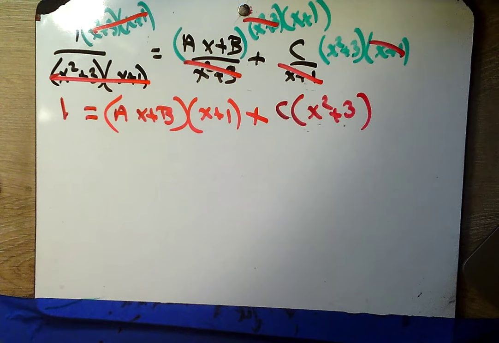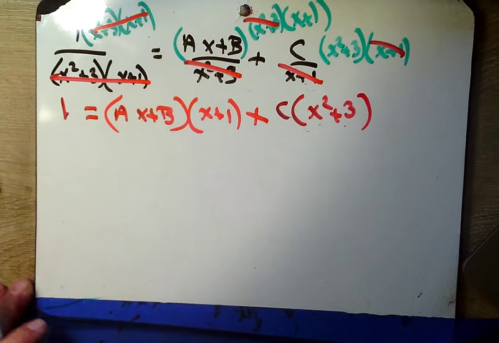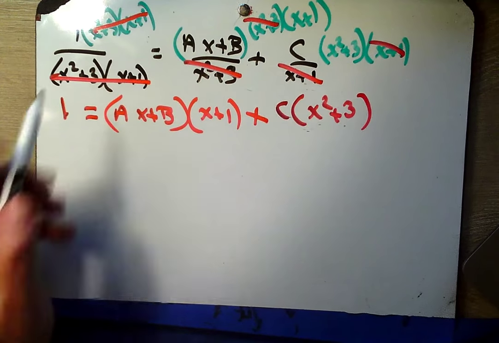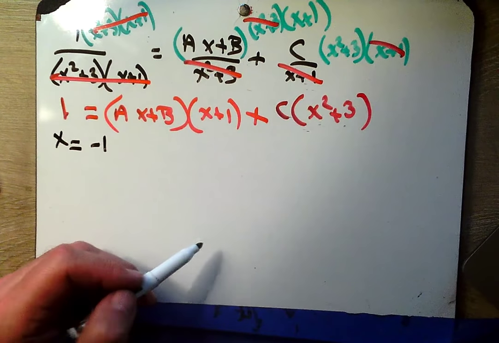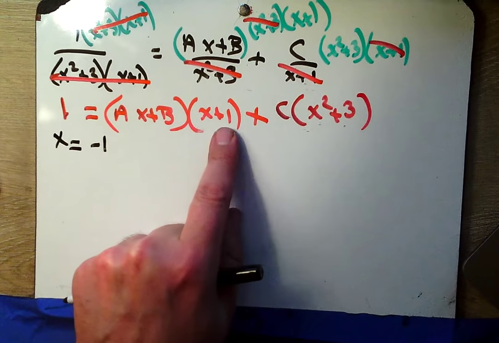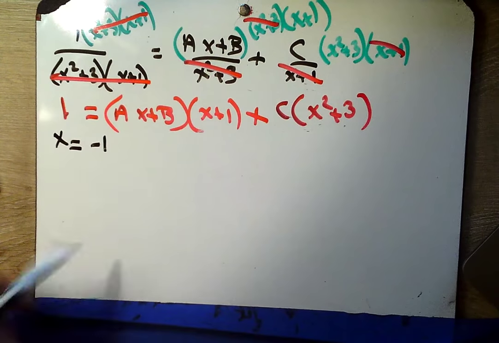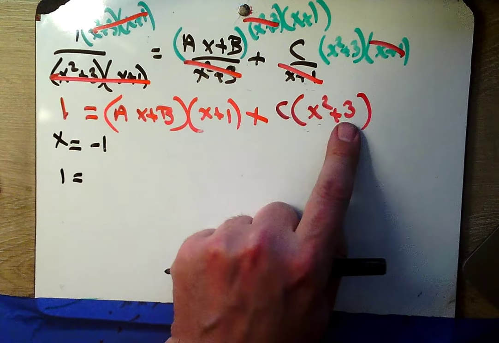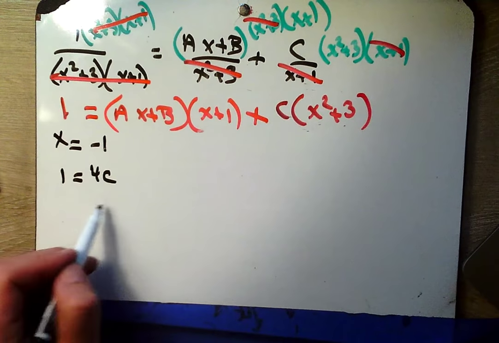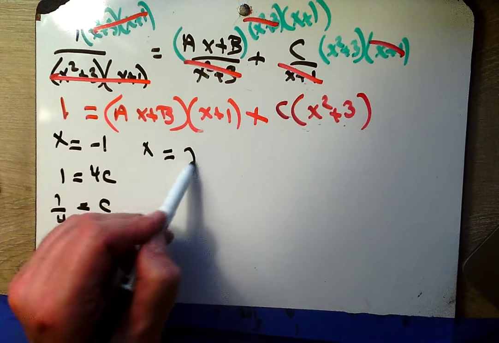Okay, I did systems last time, almost completely to the end when I whimpered and gave up. So now I think I'm going to go with magic numbers. If I plug in x equals -1, -1 plus 1 is 0. 0 times this stuff all goes away. So 1 equals -1 times -1 is 1. 1 plus 3 is 4c. So c is 1/4.